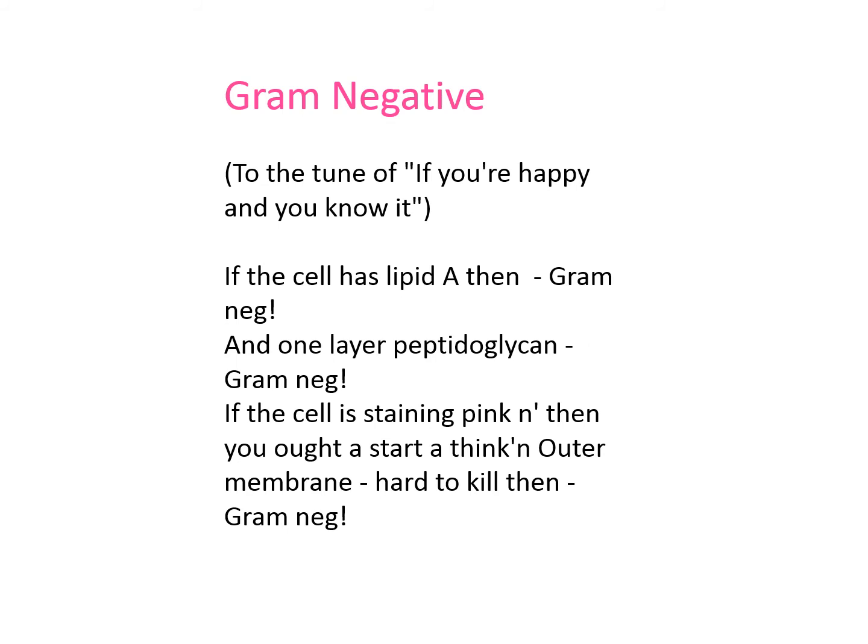If you're happy and you know it, clap your hands. If you're happy and you know it, clap your hands. If you're happy and you know it, then your life will truly show it. If you're happy and you know it, clap your hands. If the cell has lipid A, then gram-neg. And 1 layer peptidoglycan, look gram-neg. If the cell is staining pink, and then you ought to start thinking outer membrane hard to kill, then gram-neg.